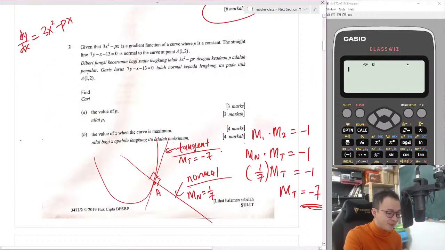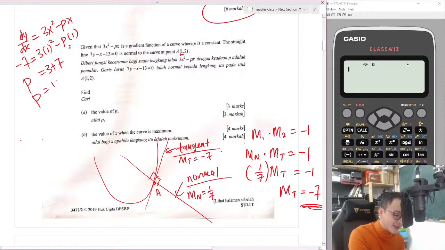So therefore, I know my dy/dx is -7 when my x is 1. So 3(1) squared minus p(1). Alright, so p is, because 3 plus 7, p is 10.